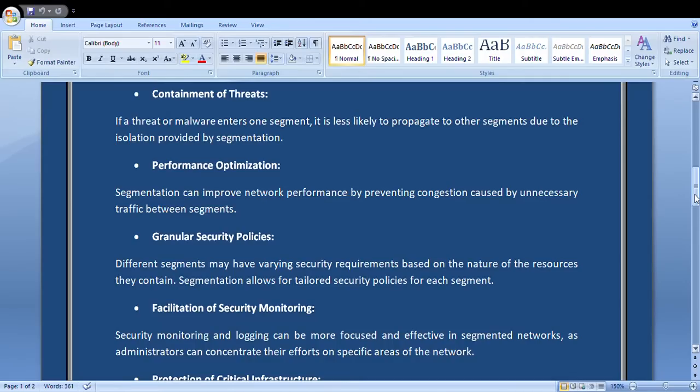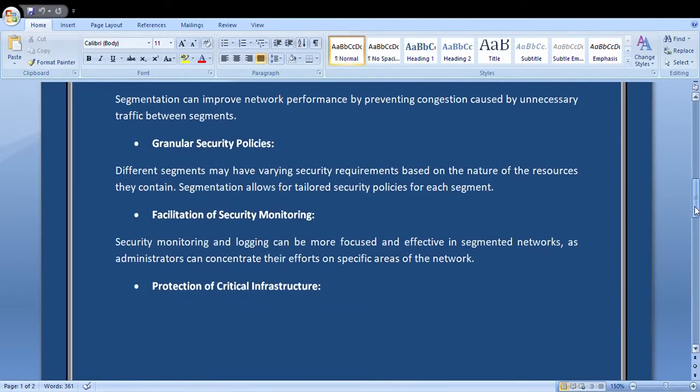Here we have granular security policies. Different segments may have varying security requirements based on the nature of the resources they contain. Segmentation allows for tailored security policies for each segment.